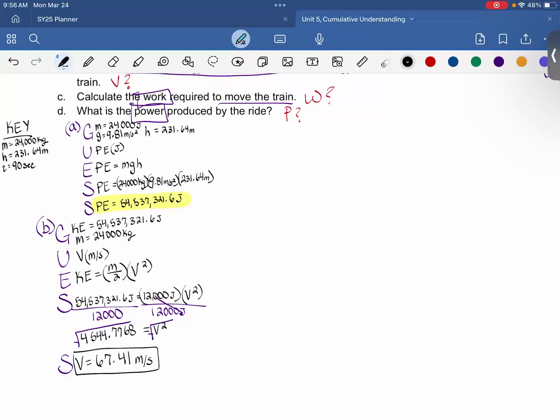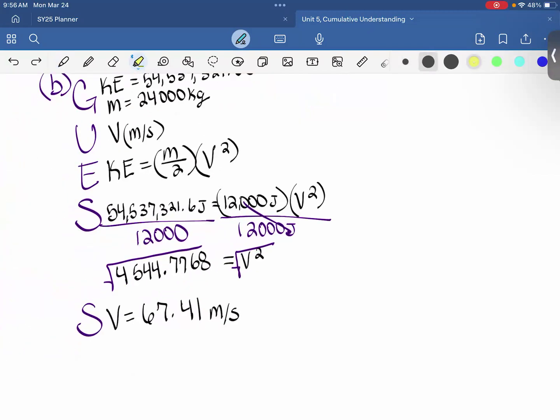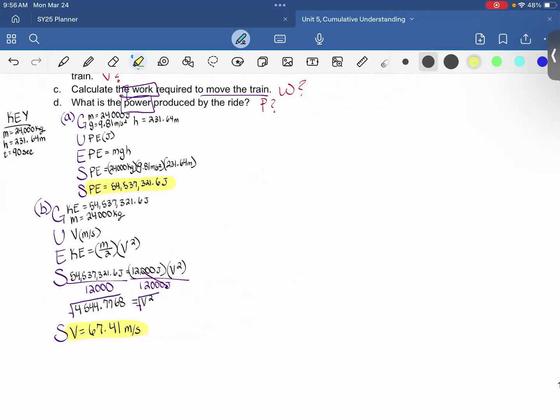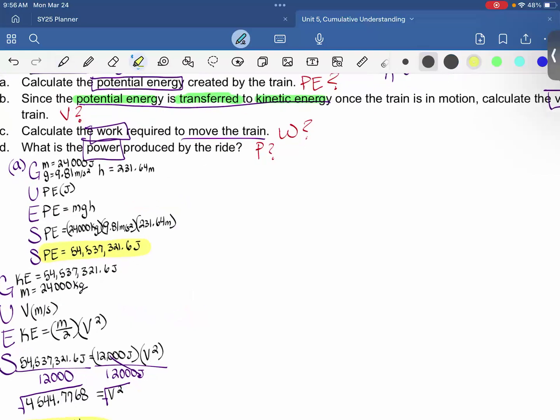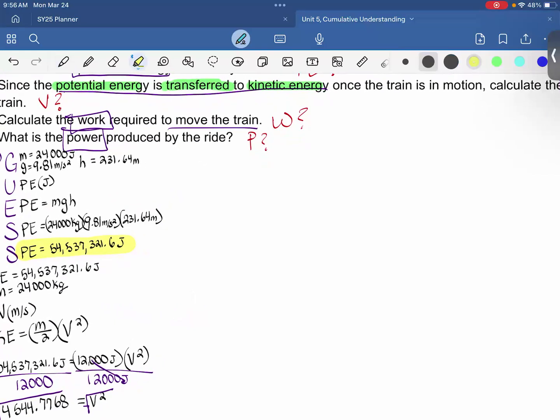All right, we're almost halfway done with this problem. I'm going to highlight my answer like I did with the last one. We are halfway done with this problem. Our last few steps, we have to do a little bit more work for part C. Part C is asking us to find work.